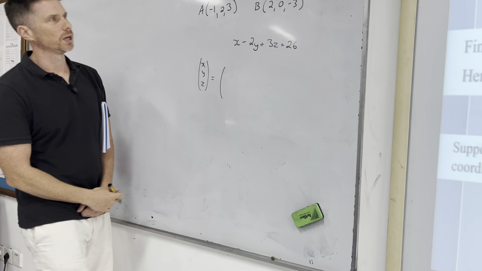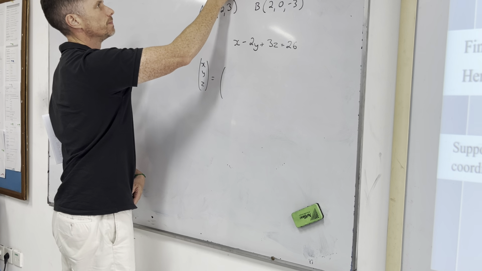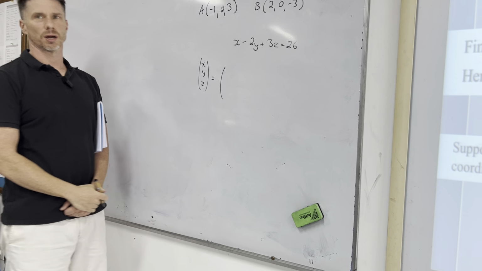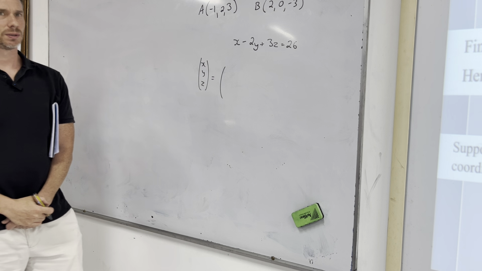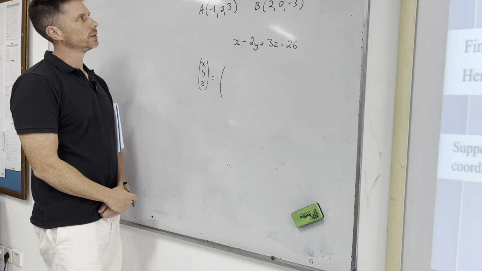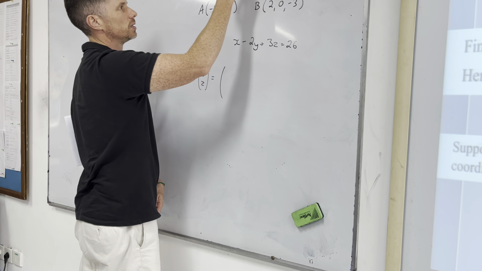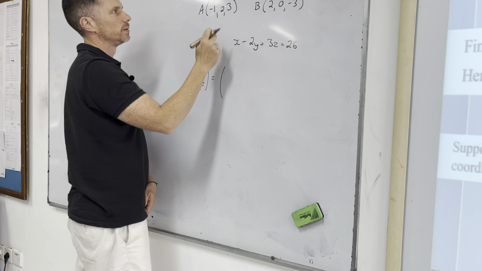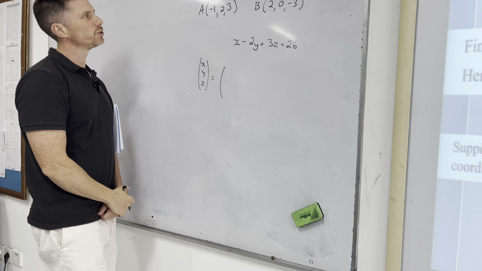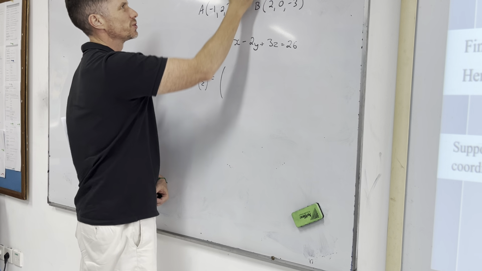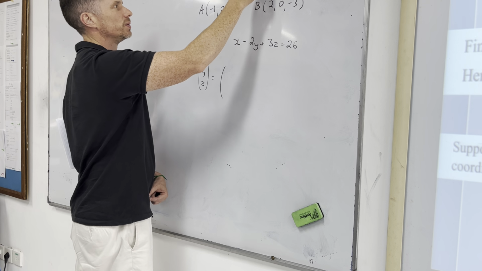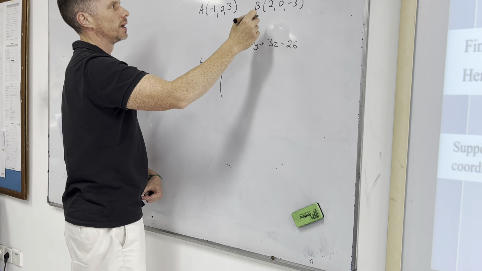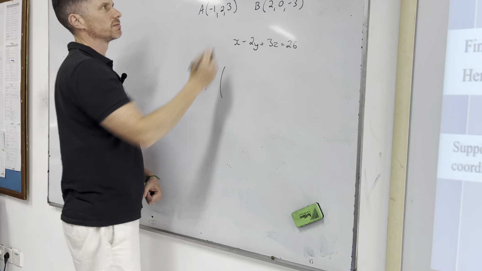Okay, so we'll do A to B. How do we get from A to B? It goes 3, minus 2, minus 6. So A to B is 3, minus 2, minus 6. Is that correct?